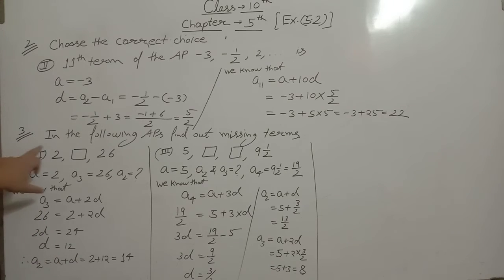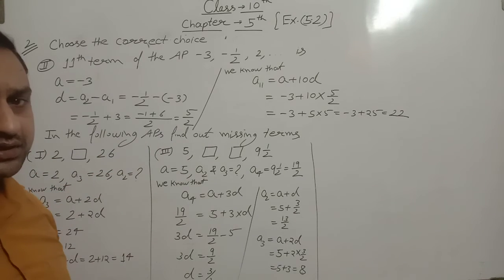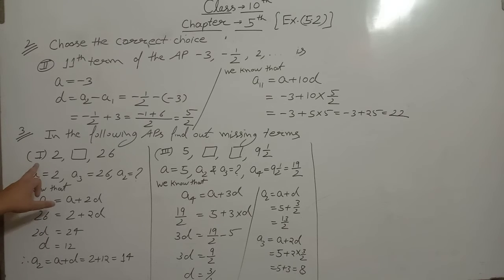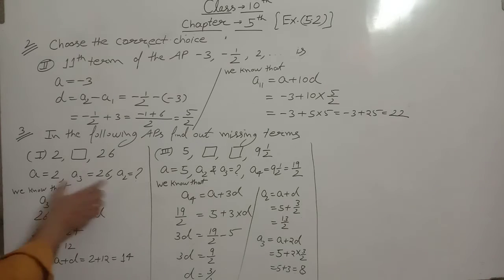Question number 3. In the following APs, find out the missing terms. In the first part, 2 and 26, in between a number is missing. So we can consider a is equal to 2, first term 2, and 26 is the third term. And we have to find out the second term. A3 is given. Apply the formula of a3. A3 equal to a plus 2d. Calculate, find out d, and again find out a2, a plus d, 2 plus 12, answer is 14.